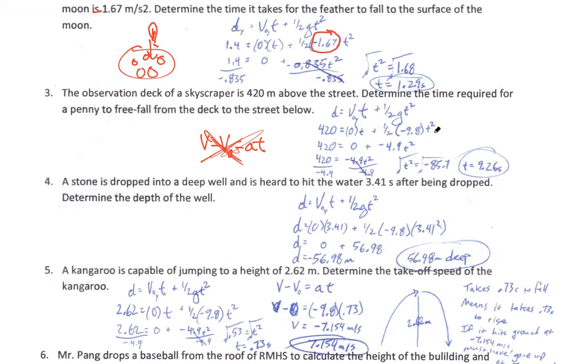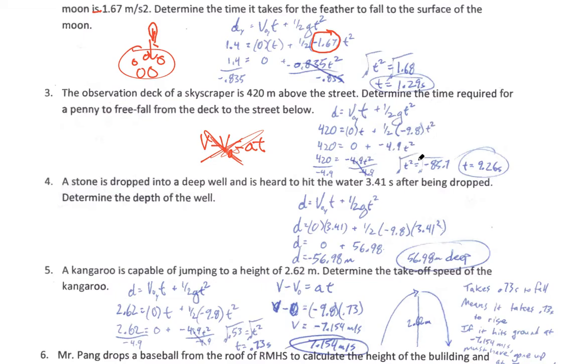Even though I'm solving for time and I don't know it here, it's going to be 0 times time. 0 times anything, including 0 times a variable, is 0. 1/2 of negative 9.8 is negative 4.9. You probably have that memorized by now after you've done a whole bunch of these problems.